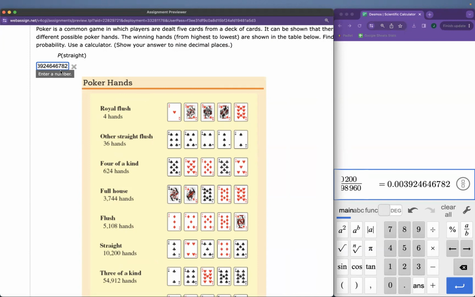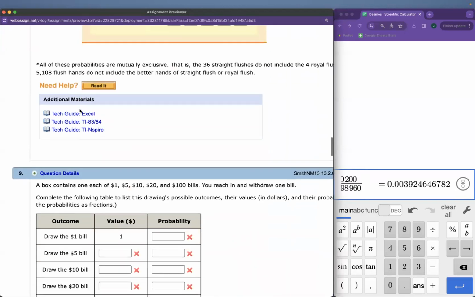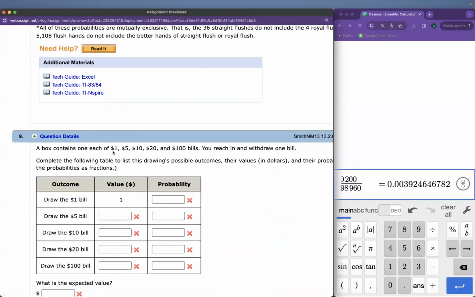0.00392464782. That's too many. How many? 1, 2, 3, 4, 5, 6, 7, 8, 9. So right here at the 6, but if I round that, it's going to become a 7. So 0.003924648. Okay. Number 9. A box contains each of 1, 5, 10, 20, and $100 bills.